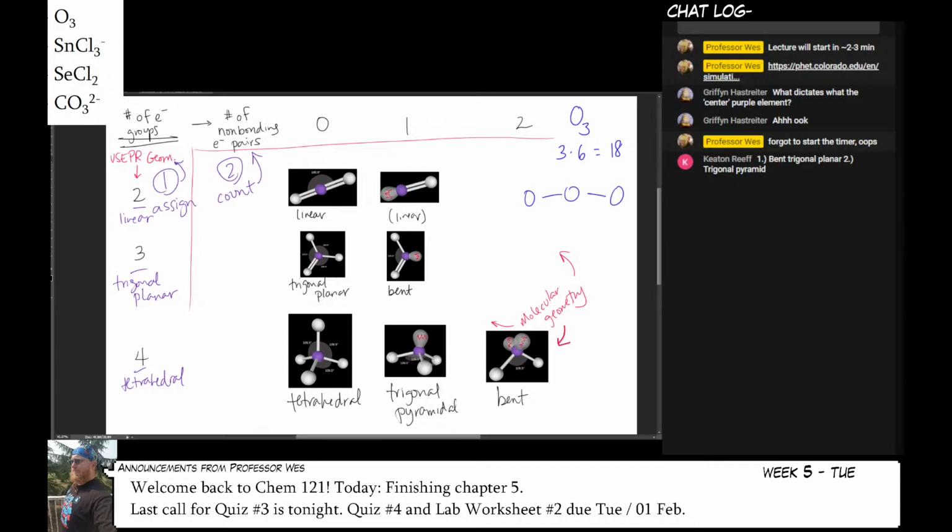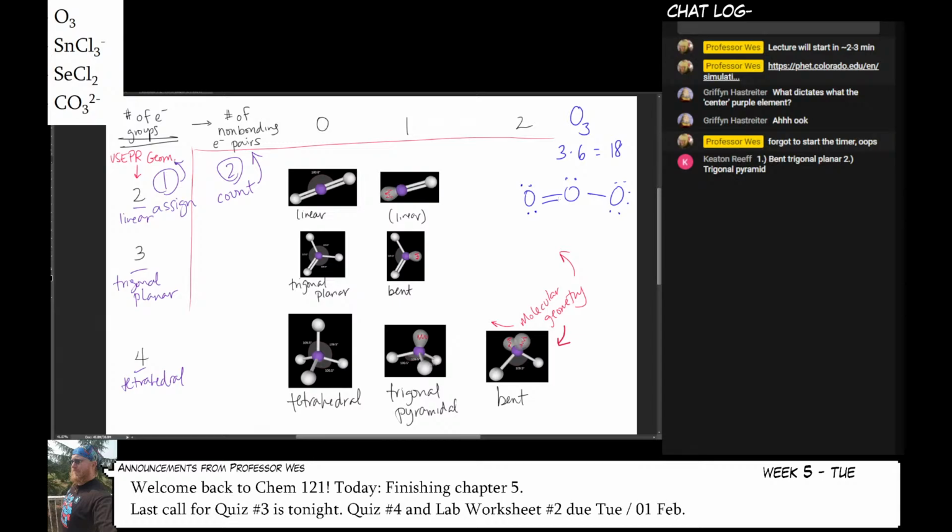So there's 2, 4. And then outer octets 5, 6, 7, 8, 9, 10, 11, 12, 13, 14, 15, 16, 17, 18. There's 18 electrons, but I am missing an octet on the central atom. So what I need to do is go like this and make a double bond. Now, does it matter what side your double bond is on? No, it does not.